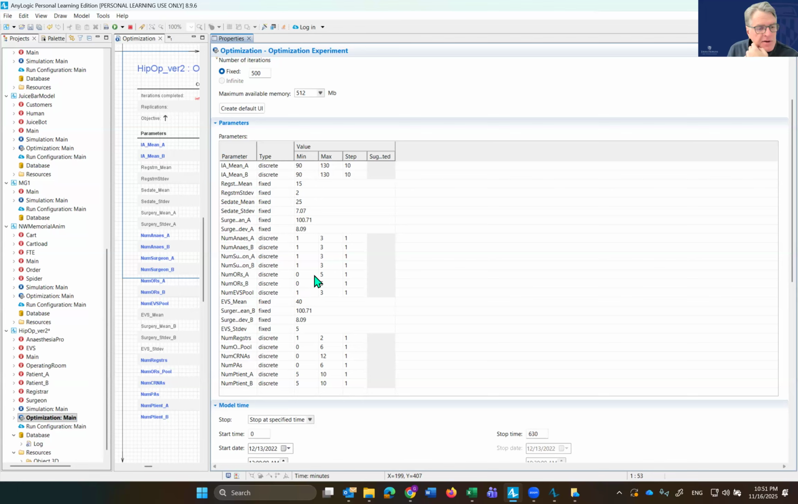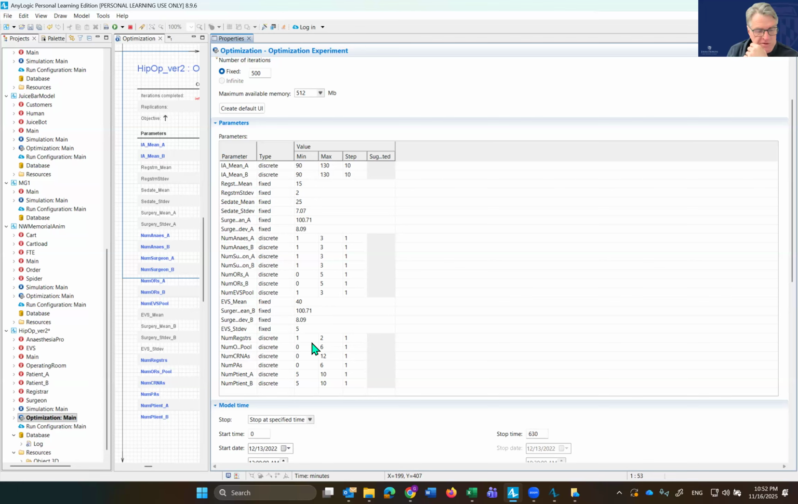And then for the ORs, for track A, we're going from 0 to 5, one step at a time. For B, 0 to 5, one step at a time. The reason I'm going up to 5 and not 6 is so that at least one remains in the pool or in the other track, because we do need to cover both tracks. Both tracks need access to at least one OR. And then the EVS pool going up from 1 to 3, one step at a time.